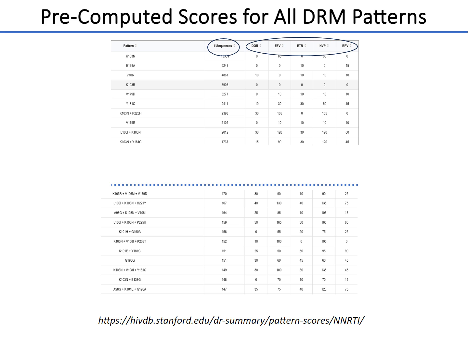This figure shows the top of the table sorted by the number of sequences in which the most common drug resistance mutations are shown, ranging in number from about 1,700 to 13,000. And a section of the table somewhat lower down showing those patterns occurring in 147 to 170 sequences.